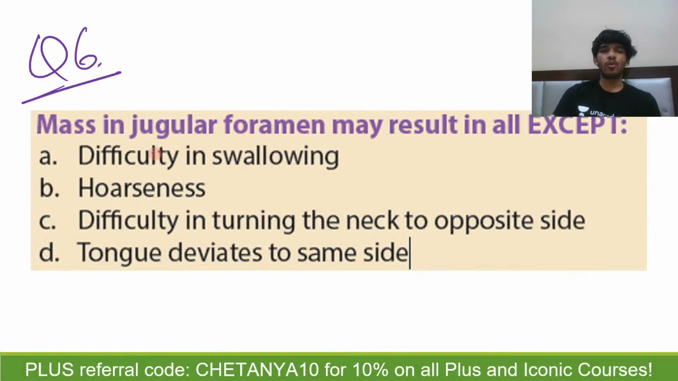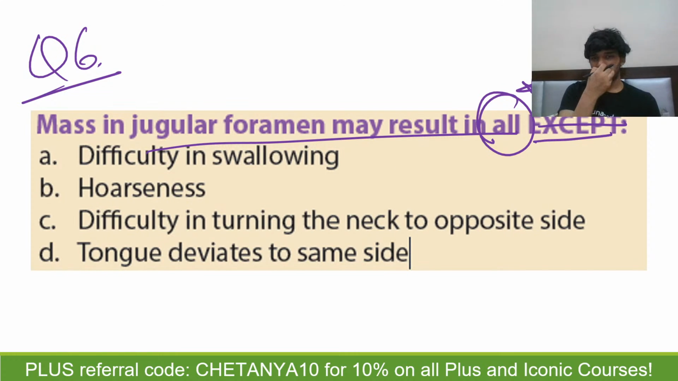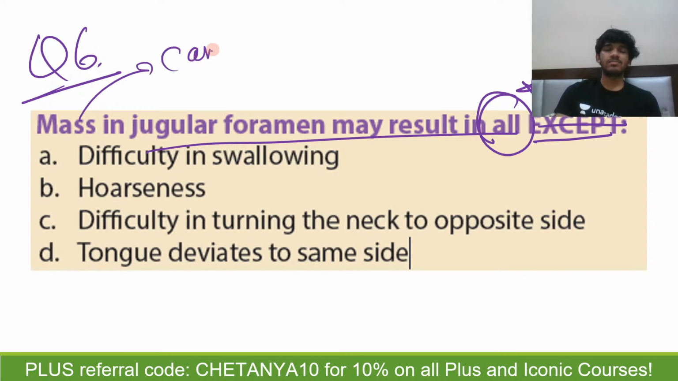Mass in the jugular foramen. Mass in the jugular foramen may result in all except. Okay, very important to read all and except. Mass in the jugular foramen. So let's say there is a cancer in the jugular foramen. Could be something else.